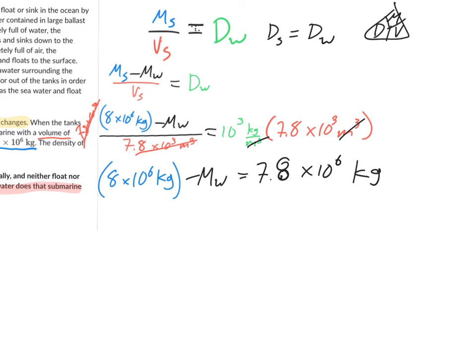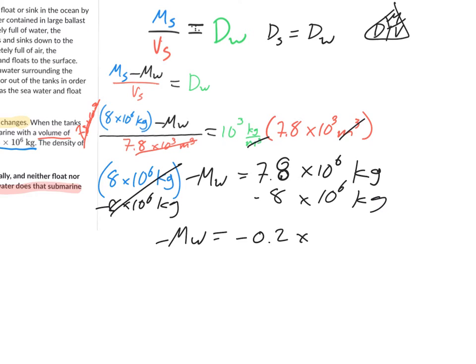Okay, we're getting closer. Now we're going to do some more subtraction. I'm going to subtract 8 times 10 to the 6 kilograms from both sides. That obviously cancels that out. That means that the negative mass of water equals negative 0.2 times 10 to the 6 kilograms. Now we have a negative on both sides. Obviously, we could just multiply both sides by -1, making it positive. All right, so I have the mass of the water that we're going to take out of the tanks.